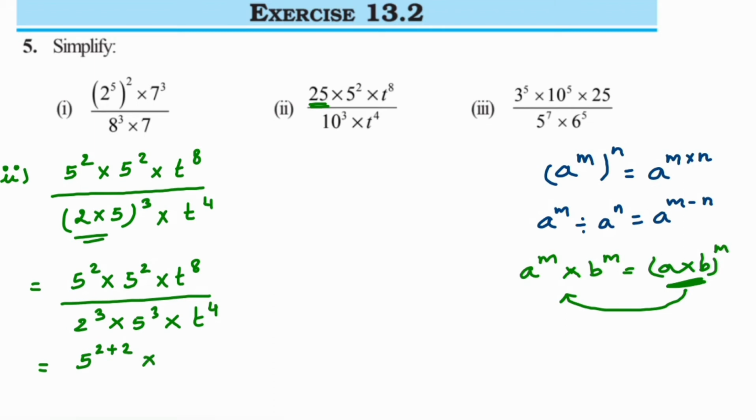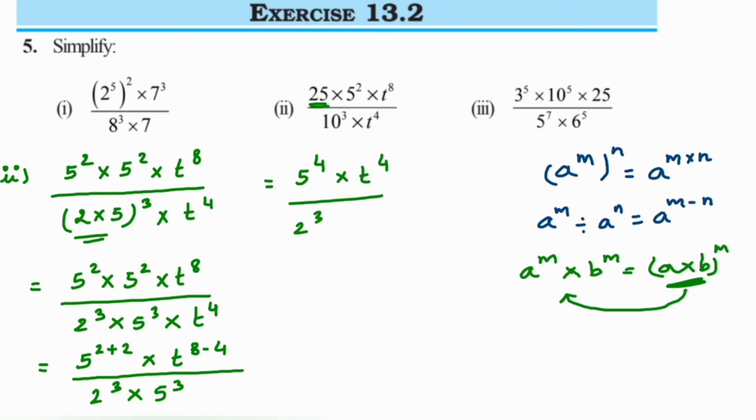multiplied by t to the power 8 and t to the power 4. Both are in division, bases are same, so powers will get subtracted. So from here I can write down t to the power 8 minus 4. I'm using the division one, and then this 2 cube multiplied by 5 cube. So from here we can write down 5 to the power 4 multiplied by t to the power 4 upon 2 cube multiplied by 5 cube.